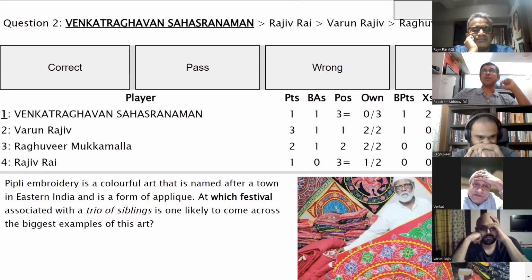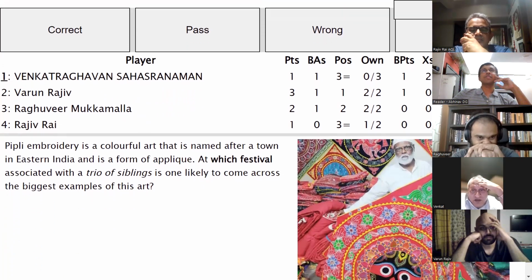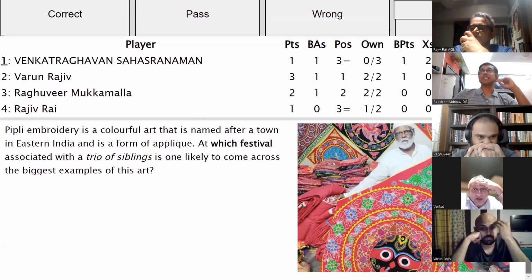Pipli embroidery is a colorful art that is named after a town in eastern India and is a form of applique. At which festival associated with a trio of siblings is one likely to come across the biggest examples of this art? Full image.